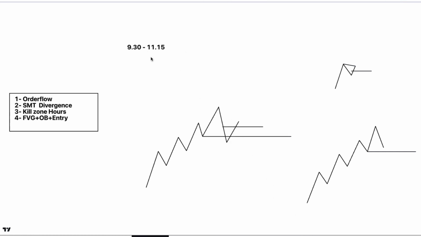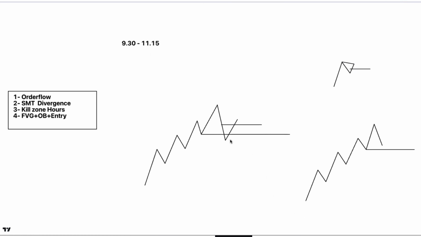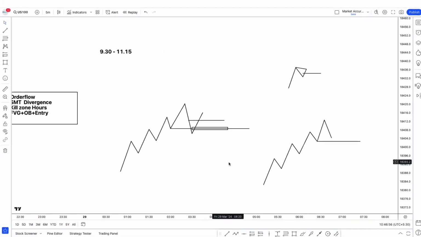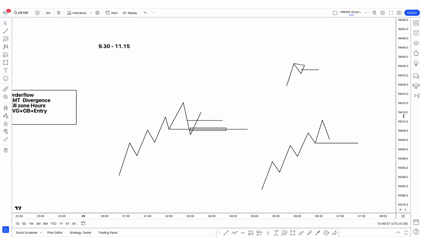That is it. So when you have a market structure shift, right? And you mark out your fair value gap right around here, you can take your entry only if the kill zone hours is active. Let's say 9:30 happens here, then you can easily take your entry. Now, the setup around here can occur before 9:30. It doesn't matter. But your entry, and I mean it, your entry must be during these hours.